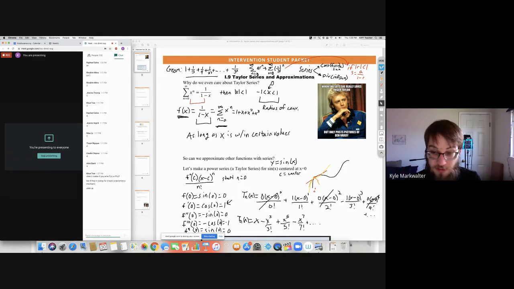The derivative of this Taylor series would be 1 minus 3x squared over 3 factorial plus 5x to the 4th over 5 factorial minus 7x to the 6th over 7 factorial, and so on and so forth, which is pretty cool, right?